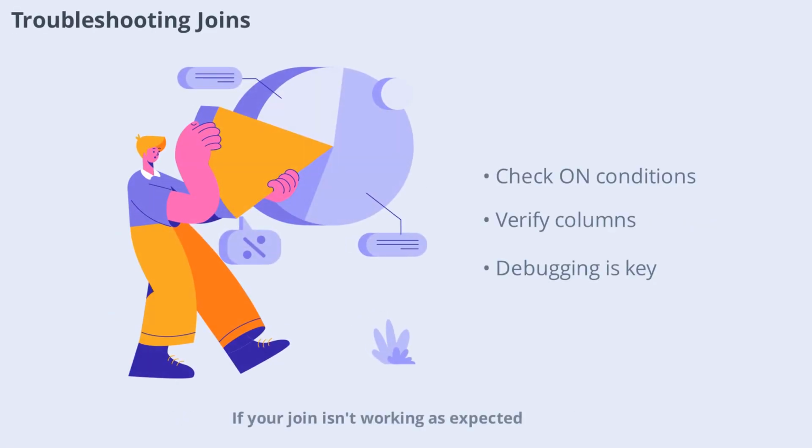If your join isn't working as expected, check your ON conditions and make sure your common columns are correct. Look for typos, mismatched data types, or missing indexes. Debugging joins is a valuable skill for any data analyst.